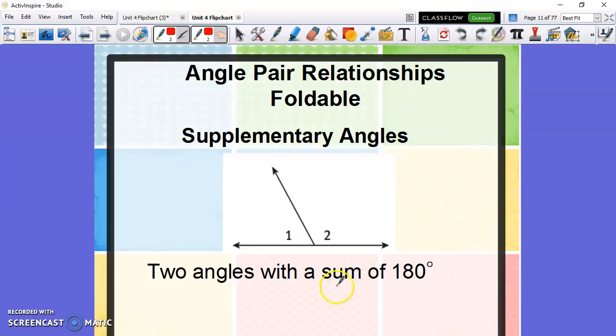Supplementary angles are two angles with a sum of 180. When you have just a straight line, that is 180 degrees. So this line going through it gives us two angles, one right here and one right here. And when you add those two together, you will get 180 degrees.